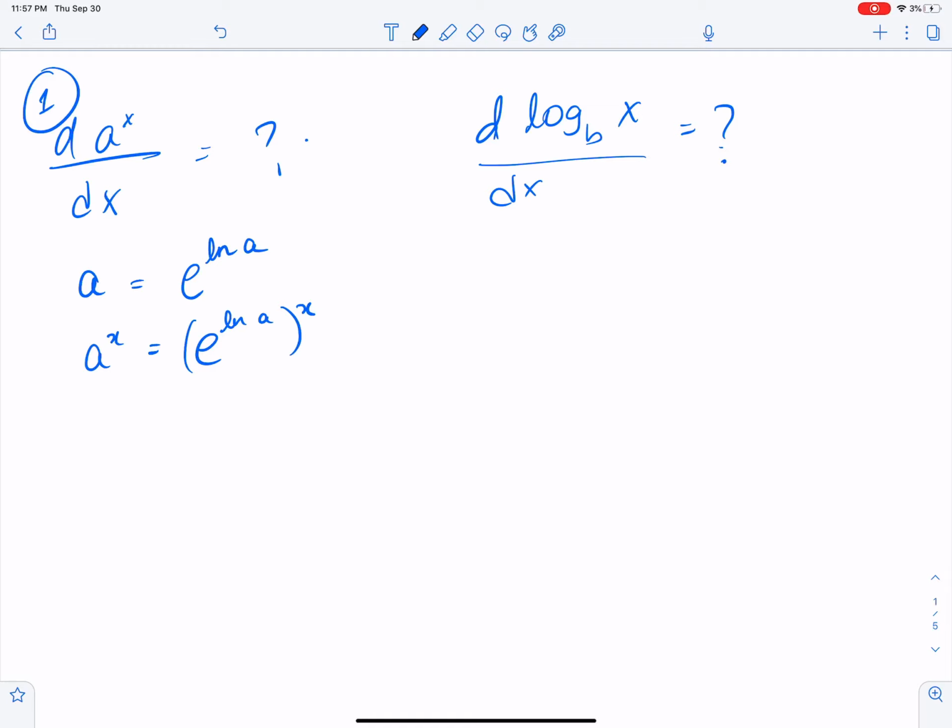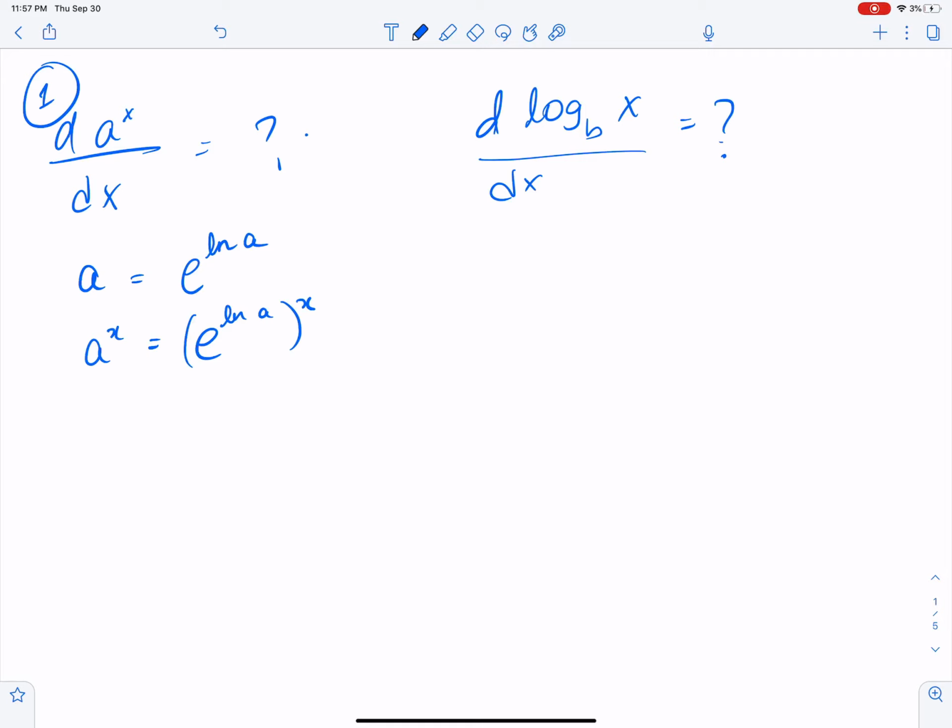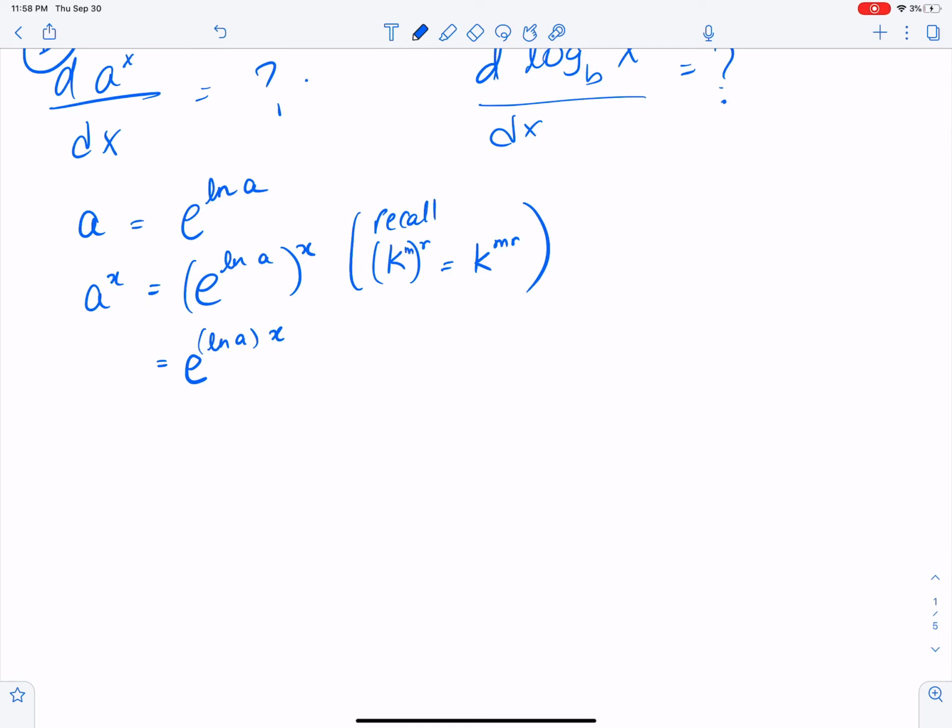Okay, now if you remember your power rules, if you have k raised to m raised to r, what will it be? It'll be k raised to m times r. Okay, so applying this little rule, we get that this a to the x is e raised to log a times x. Okay, and now we want the derivative of a to the x, so let's differentiate both sides with respect to x.